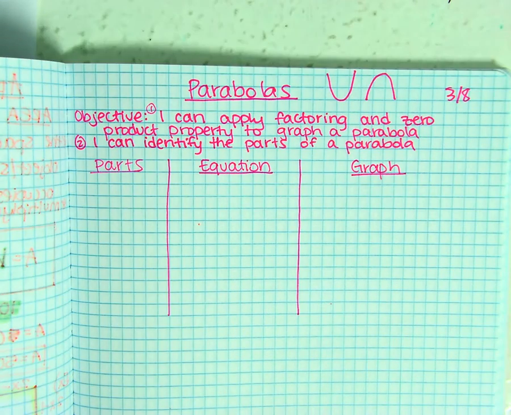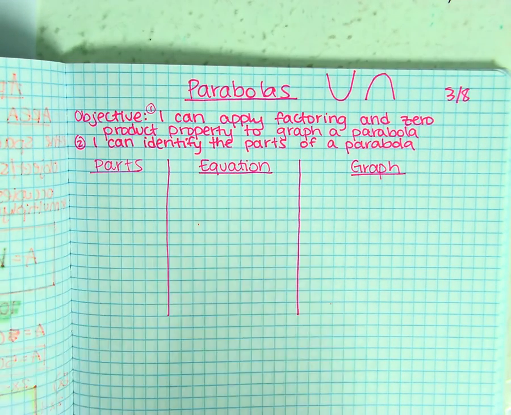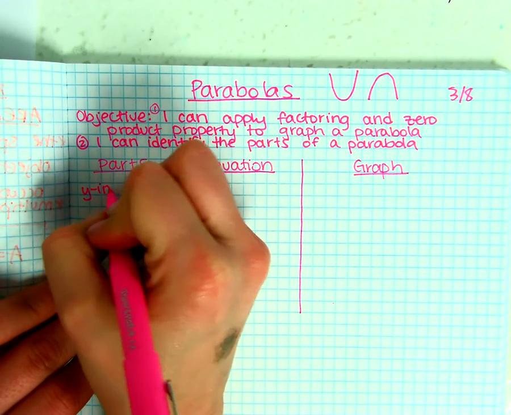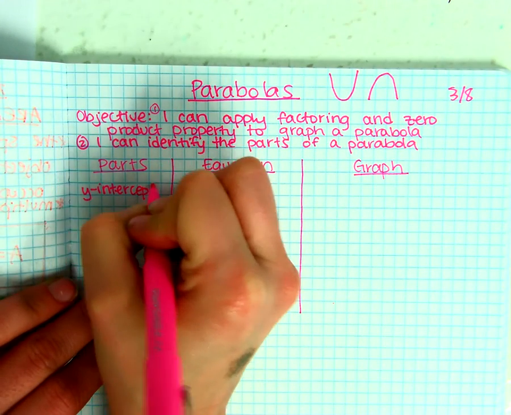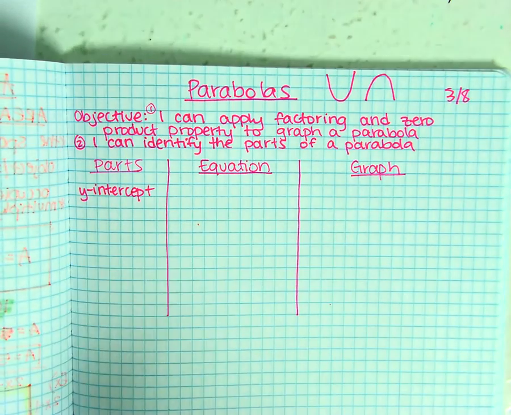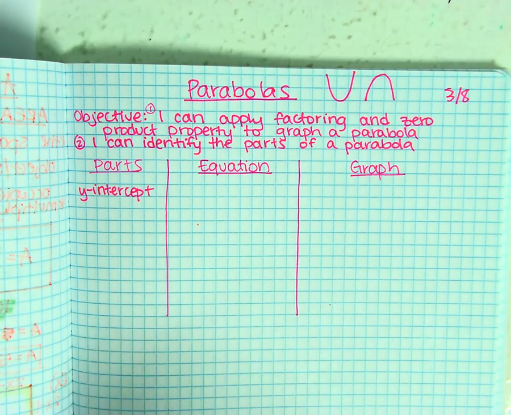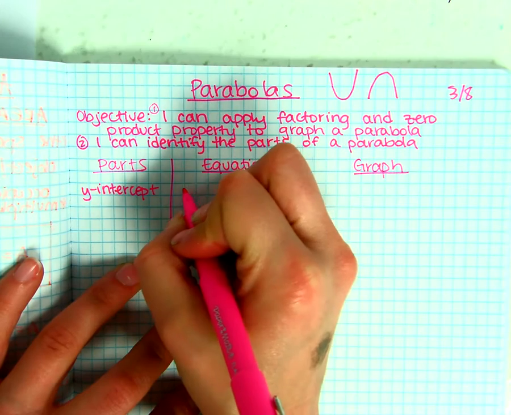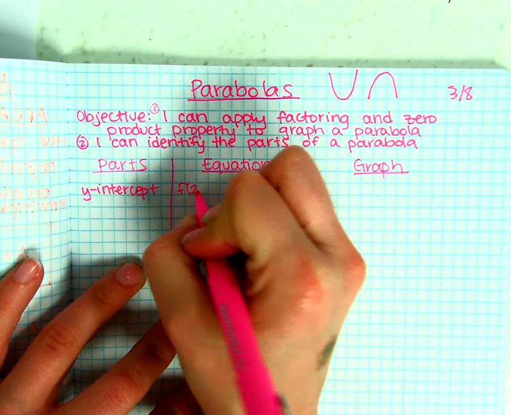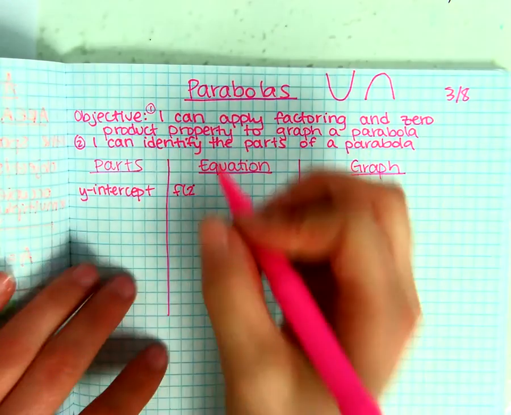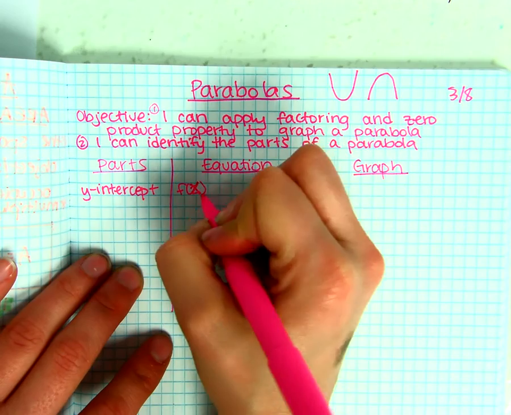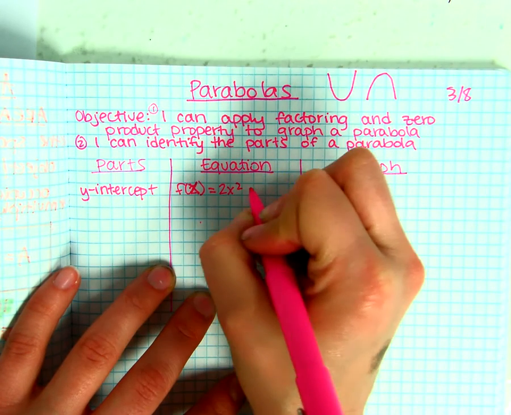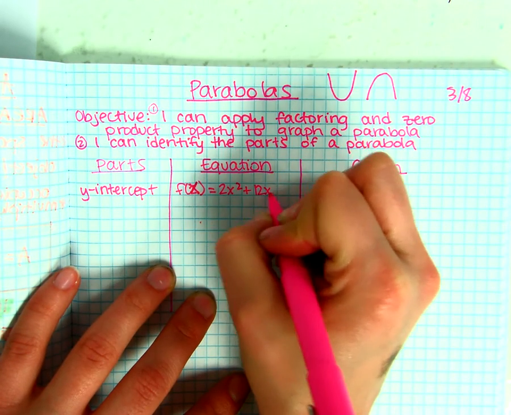Alright, so the parts, we're going to start off with our y-intercept. That's something that we are familiar with. The y-intercept, on our graph, is where it crosses the y-axis. In the equation, we're going to have this equation: f of x equals 2x squared plus 12x plus 16.